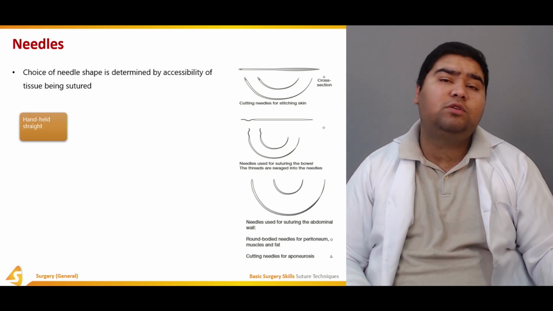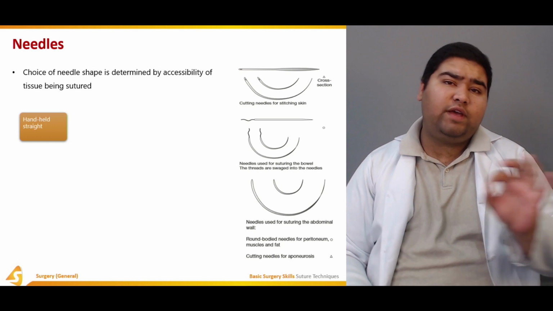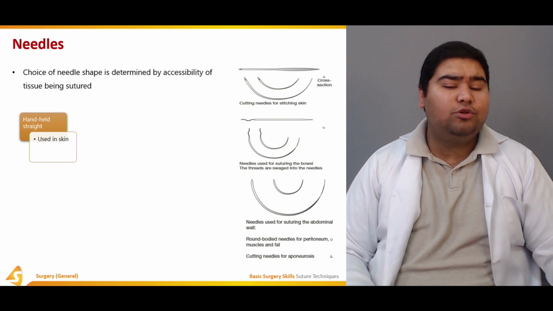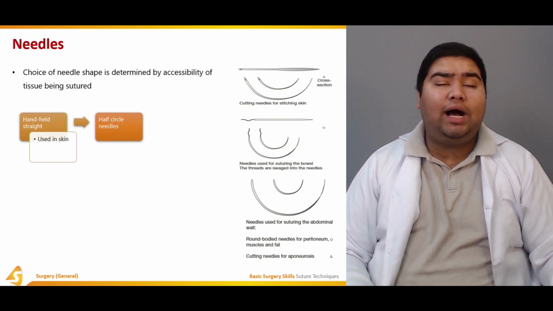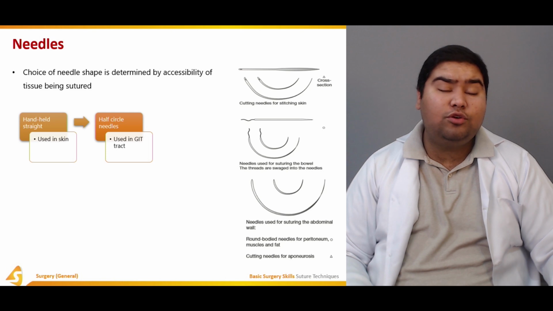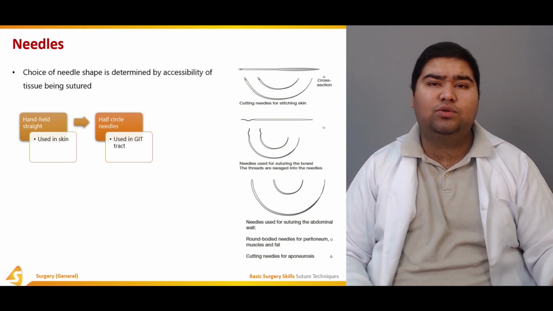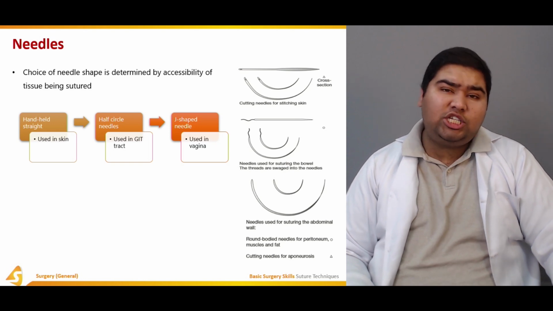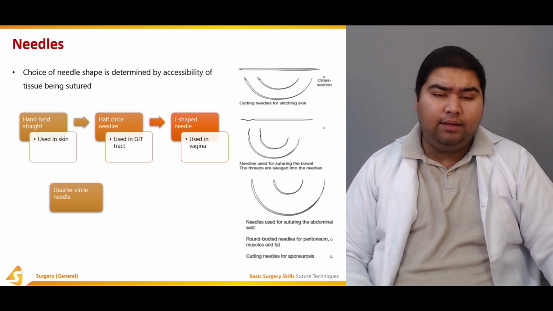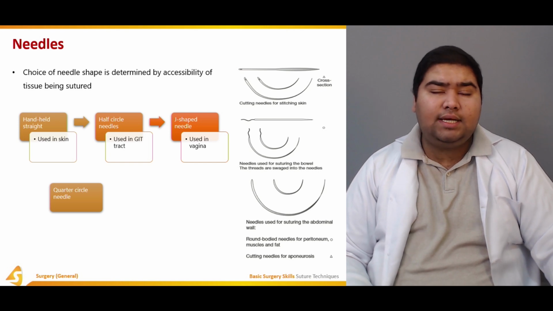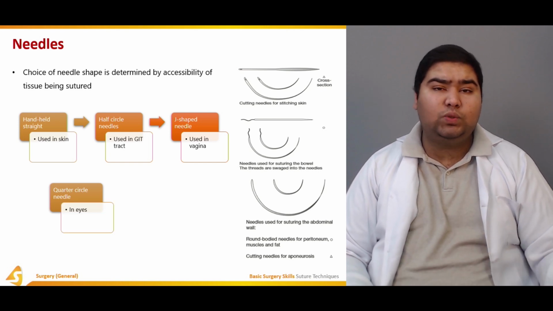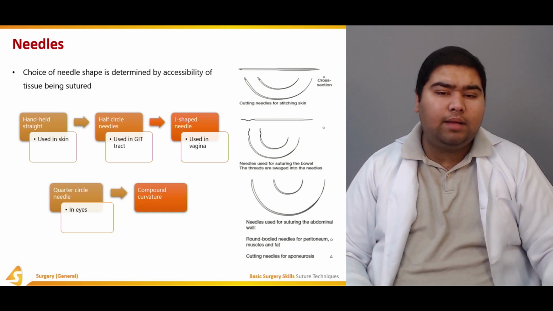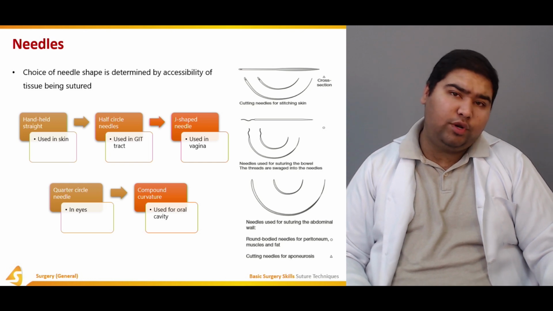Now, what are the uses of various types of needles? So, if you have a handheld straight needle, where would you use that? You'll use it on skin. Now, a half circle needle, where would you use that? A half circle needle is used in the GI tract. Now, a J-shaped needle is used in the vagina. Now, a quarter circle needle is used in the eyes. And a compound curvature needle is used for the oral cavity.